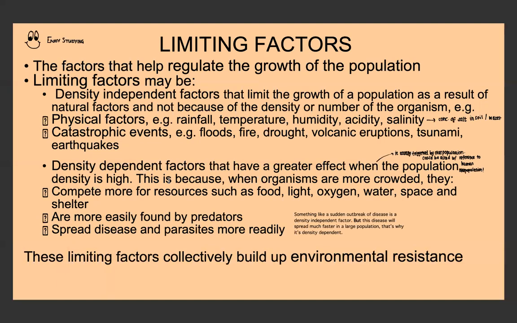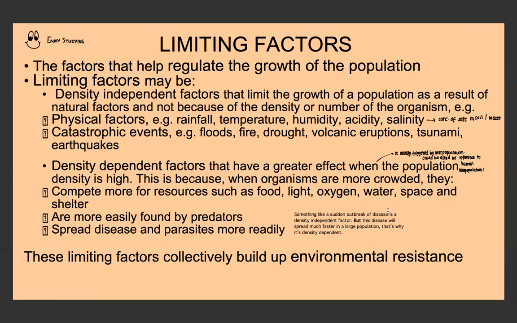Another density-dependent factor is the spread of disease and parasites, because when there's a big group, disease spreads more rapidly. So the outbreak of the disease, when it starts, that's a density-independent factor. But the spread of the disease happens a lot quicker in a big population. That's why it's density-dependent. And obviously we can see that with coronavirus, if you relate it to current day. The population numbers aren't changing drastically, but by going into lockdown and by isolating ourselves, disease is less easily spread because there's less crowding in public areas and that sort of thing.